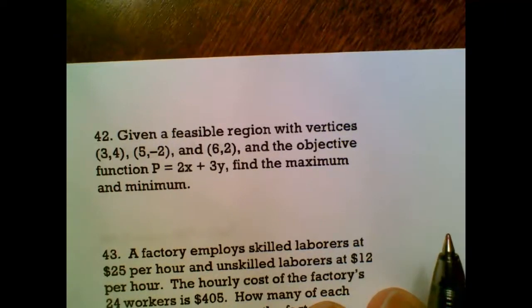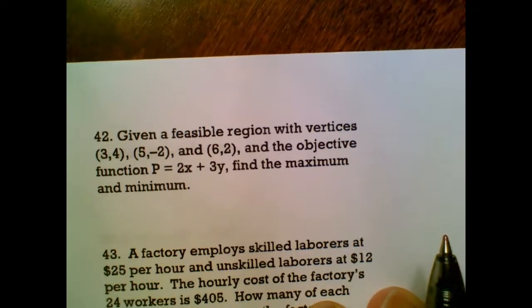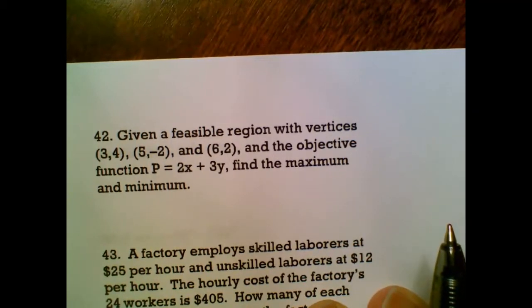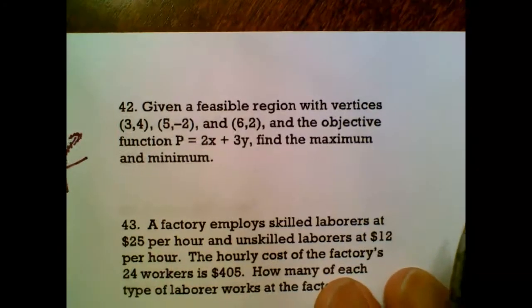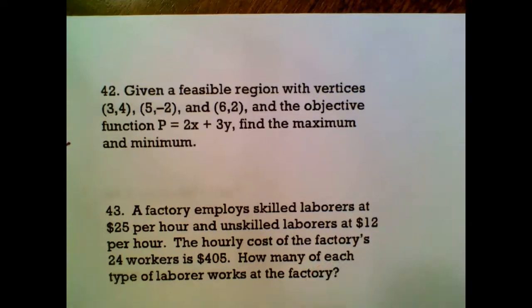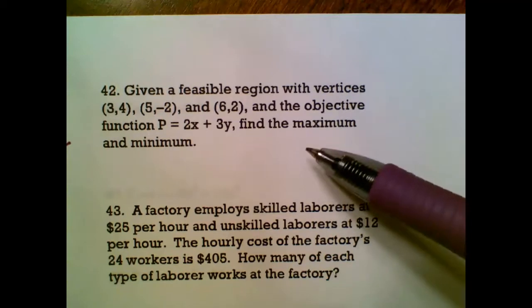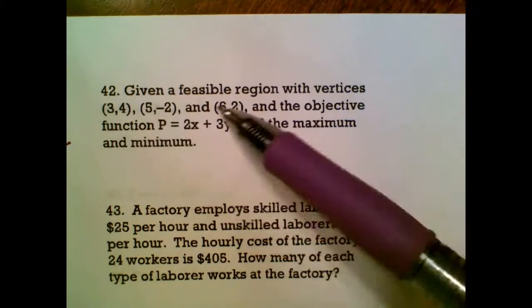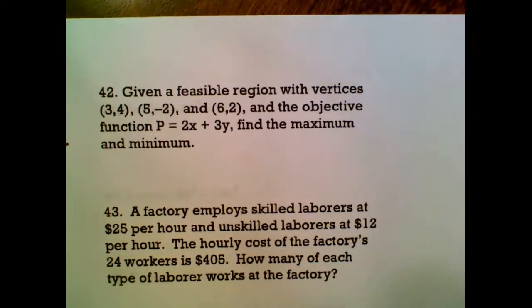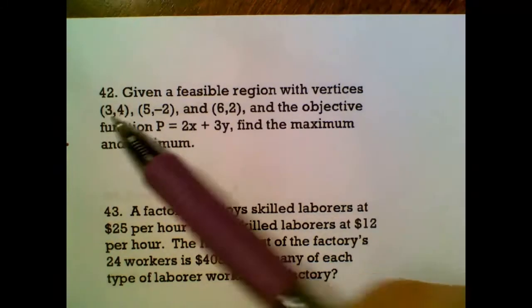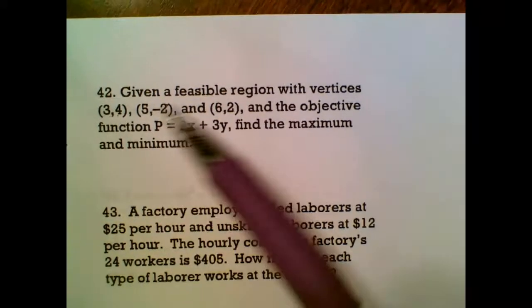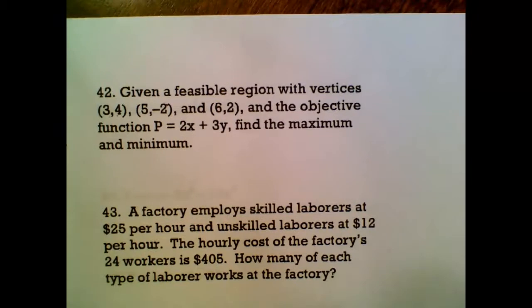Given a feasible region with vertices of 3, 4, 5, negative 2, and 6, 2, and an objective function of p equals 2x plus 3y, find the maximum and minimum value. Okay, so remember, we're dealing with linear programming problems here. And to maximize or minimize a function in a linear programming problem, you need to test the corners of the feasible region. Now, they gave you the corners, so we don't need the graph. Now we just need to test. One of these corners is going to max out this function. One of these corners is going to minimize that function.